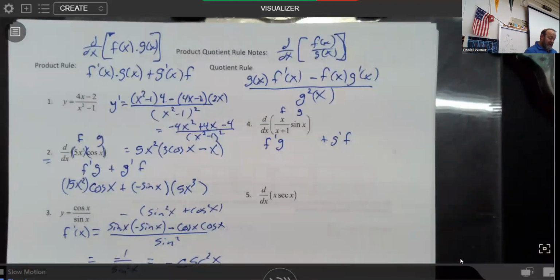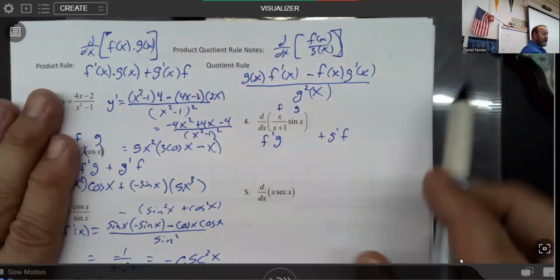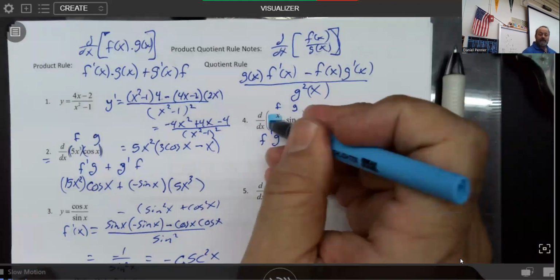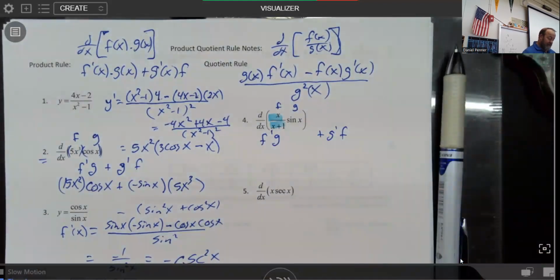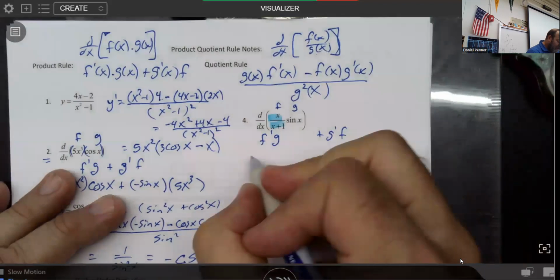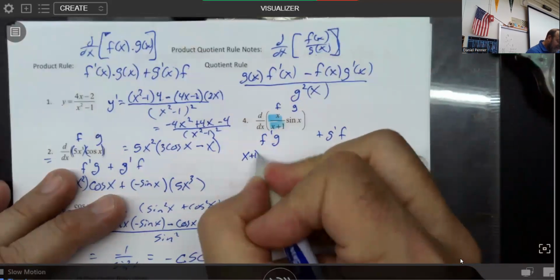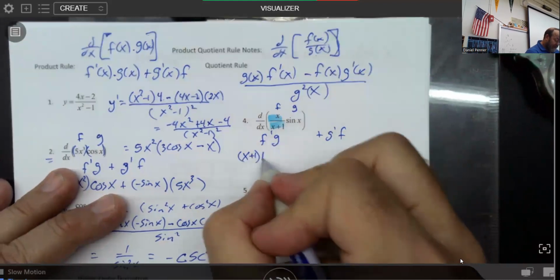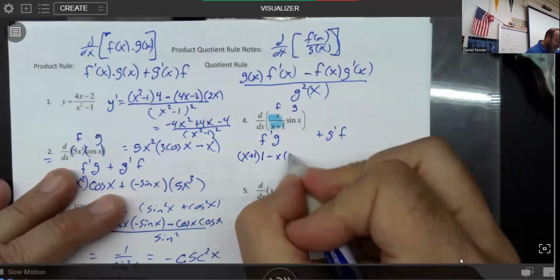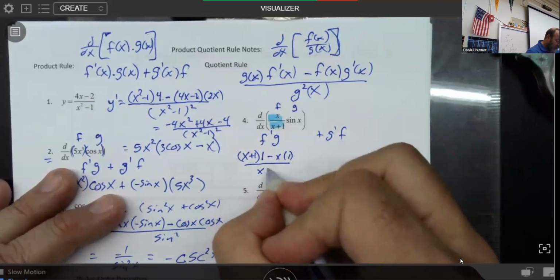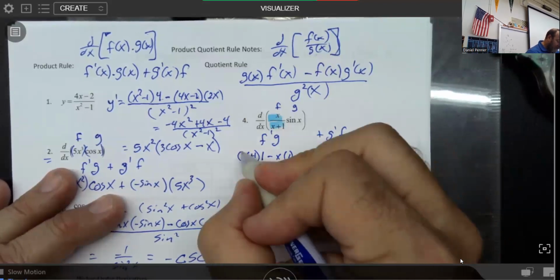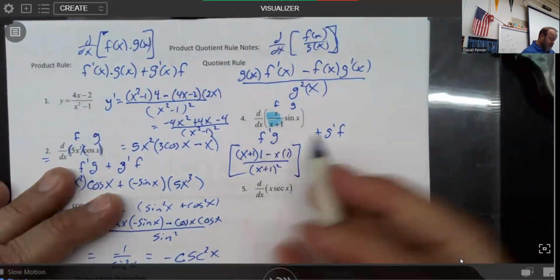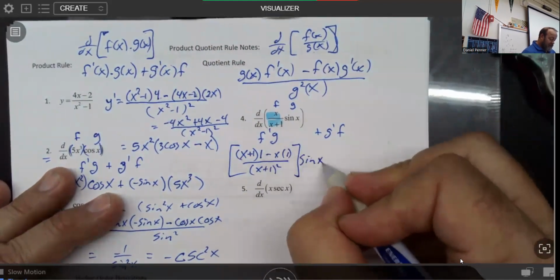Because when I go to find f prime, this piece right here is a quotient. So in order to find f prime, I have to use the quotient rule on that piece. So I have a low d high, which would be 1. The derivative of x is 1. Minus high d low, which is 1, over the square of what's below. So all of this right here is f prime. But I still have g, which is the sine, plus g prime.